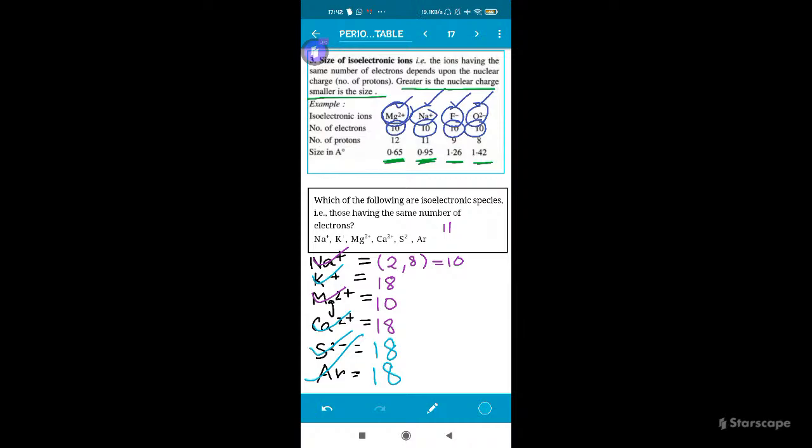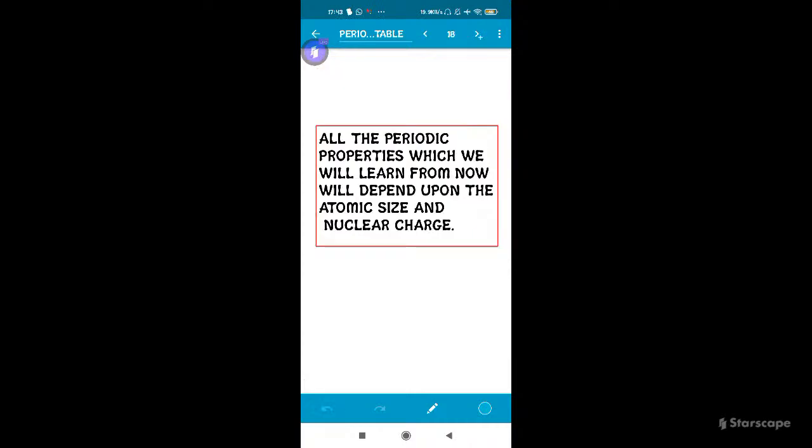So these types of questions can also be asked in the board examination. Very simple, but you have to make sure that you're doing it correctly. So whatever we have learned today is the most important part of the periodic table, because on the basis of whatever we learned, all the other periodic properties will depend upon it. So we have studied about the atomic size and the nuclear charge. So all the other periodic properties like the metallic nature, the non-metallic nature, ionization potential, electron affinity, electronegativity, all of it will be based on these two parameters. So this is a very important lecture and I hope you have understood the lecture.